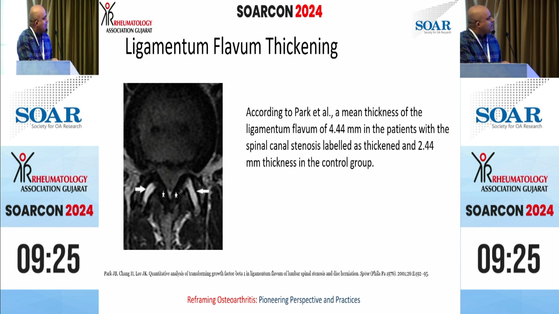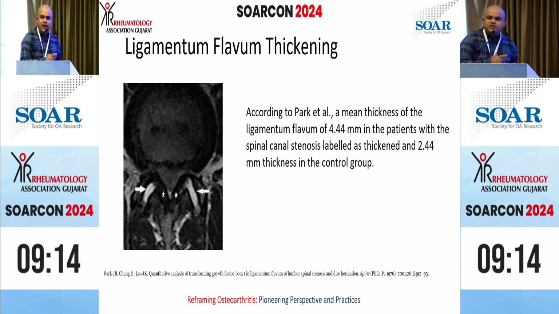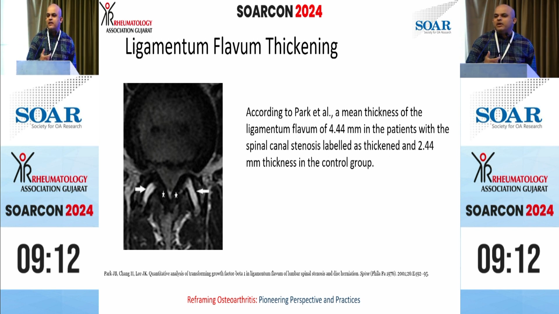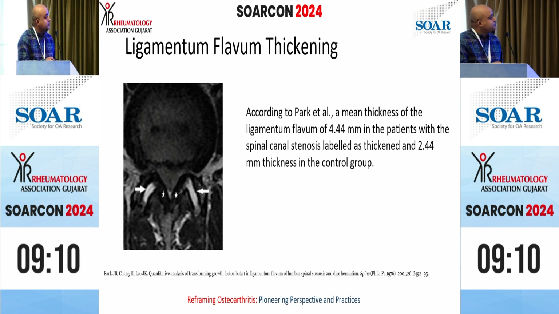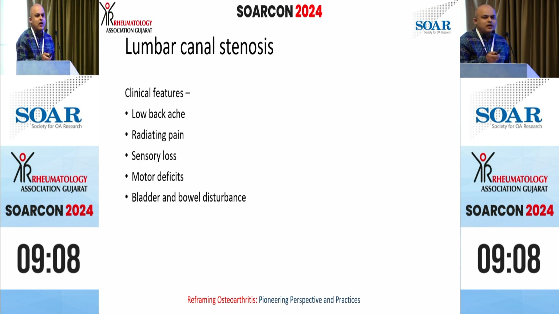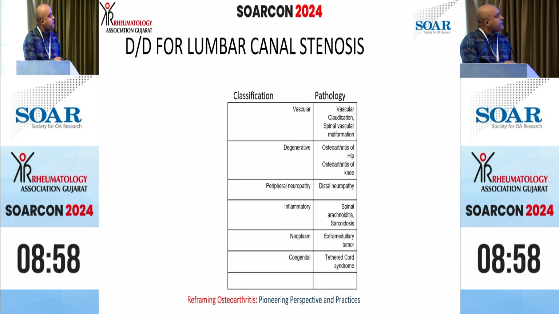Now there are some arrow marks here, right? So we have talked about facets by the previous speakers. So please have a look at the facets in the STIR sequences. If there is a hyperintensity and you have enlargement of the facets, consider the facet may be a potential source of pain generation. So again, the symptoms have been clearly discussed. Low backache, the most troubling feature. You can have radicular pain, sensory loss, motor deficit, and bladder bowel disturbance in a graded manner.